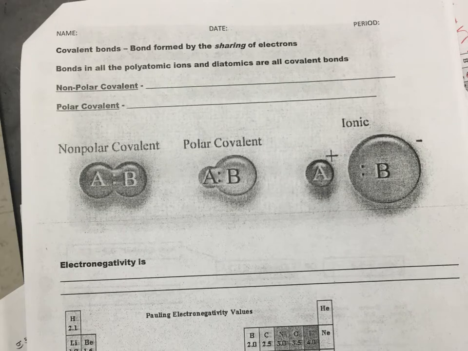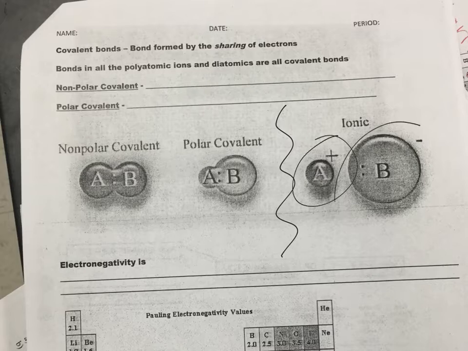So yesterday we went over the different types of bonding that we've got. We reviewed how ionic is made up of a cation and an anion that are electrostatically attracted to each other. And then we had our covalent bonds, which were when we are sharing electrons.